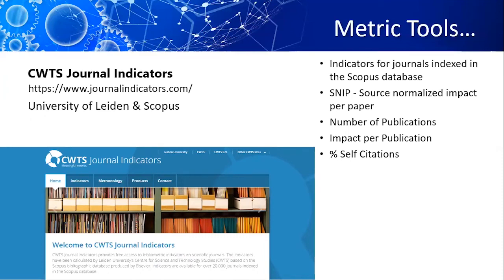The next tool mentioned here is CWTS Journal Indicators, hosted by Leiden University and Scopus. This site uses the Scopus database, Scopus sources. From this, you can find the indicators for journals indexed in the Scopus database, and you can find the SNIP, source normalized impact per paper, metrics for the articles and the journals. Then the number of publications in the journal you can find, impact per publication you can find, and the percentage of self citations also you can generate by using this free database.